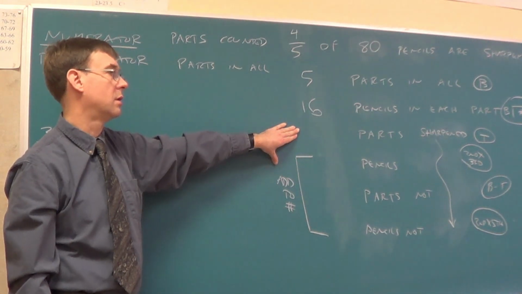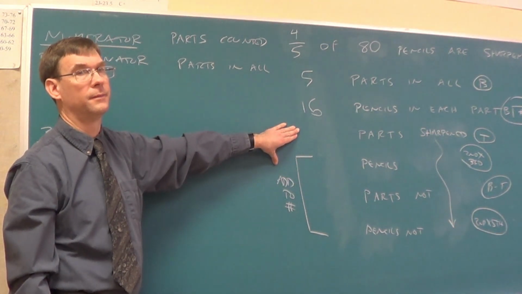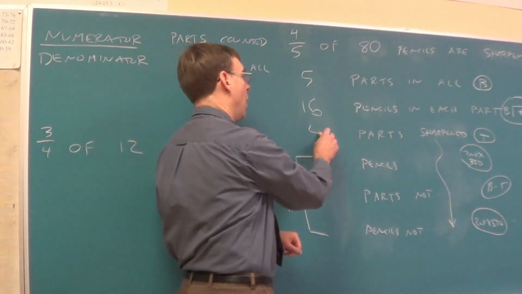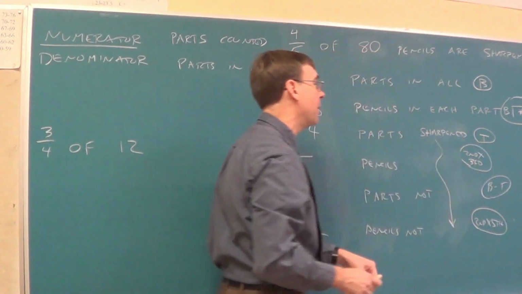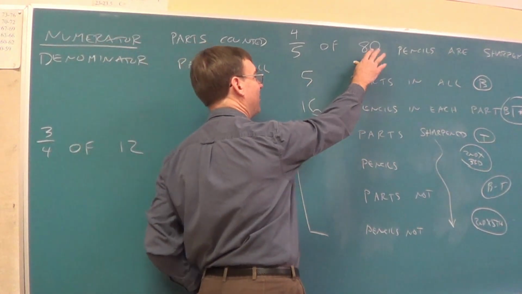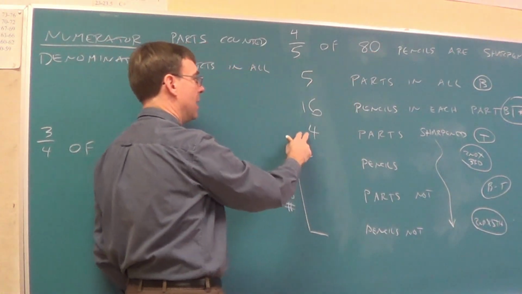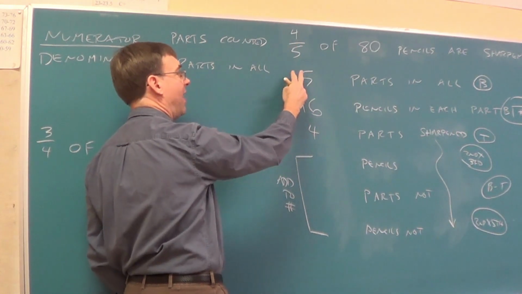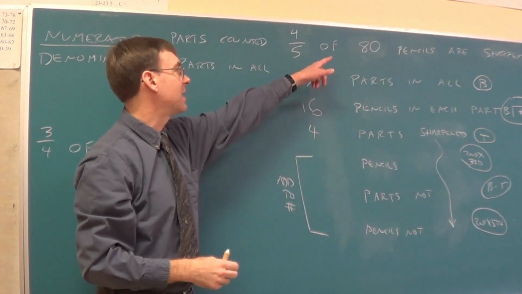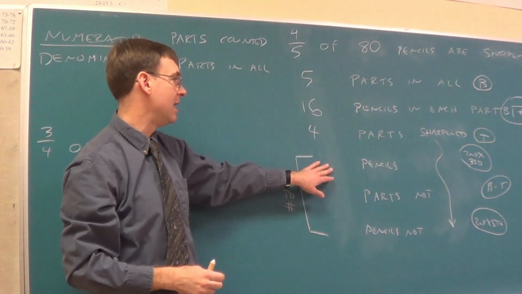The parts counted. Parts. 4. We're always going to use the top for that. Anything about parts, we're going to look to the fraction. Anything about the pencils has something to do with a bigger number like the 80. But 4/5 means 5 parts in all, 4 parts got counted. The pencils has something to do now with getting close to the 80 amount.